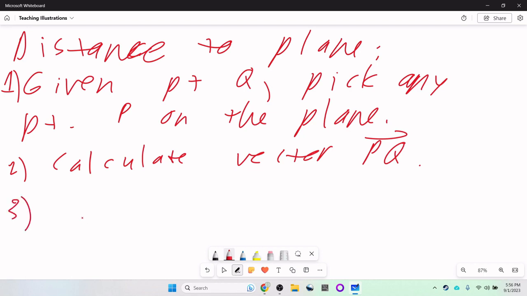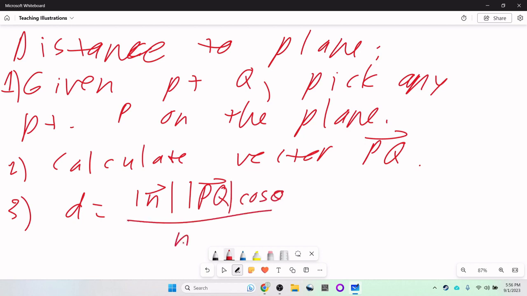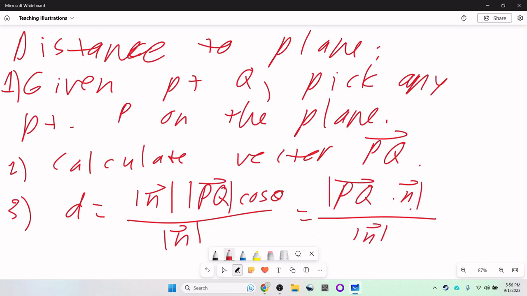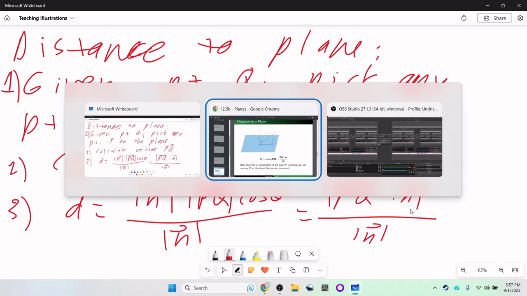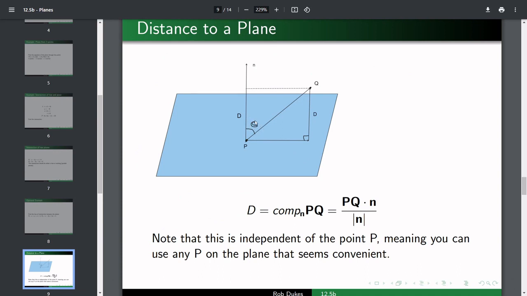And then you have a formula here that you can use, which is the distance is the same as a component formula, and so it comes out to the length of the normal vector, which is in the equation of the plane, times the length of PQ, times cosine theta over n, or just PQ dot n over length of n. And this should be absolute value because it could come out to be negative, but distance is always positive. So if you just want to memorize the formula, that's it. But it comes from this geometric figure where we say the angle is adjacent to both the vertical distance and this slant distance.